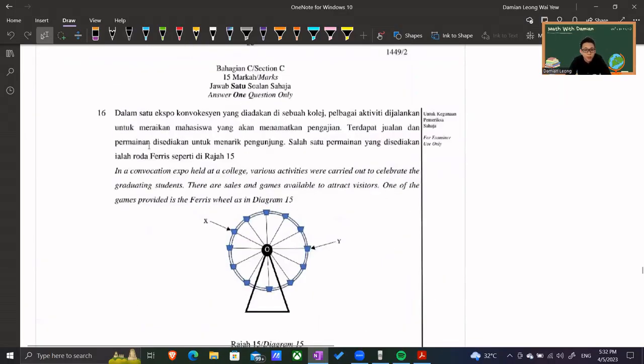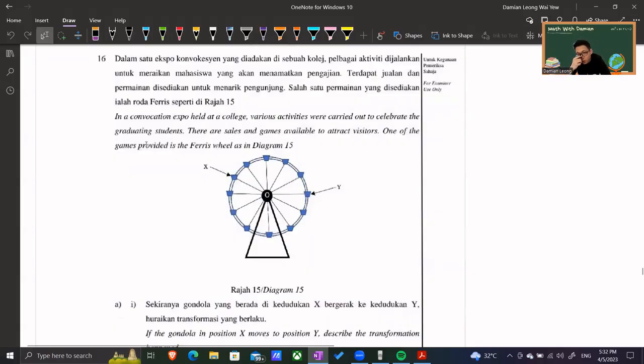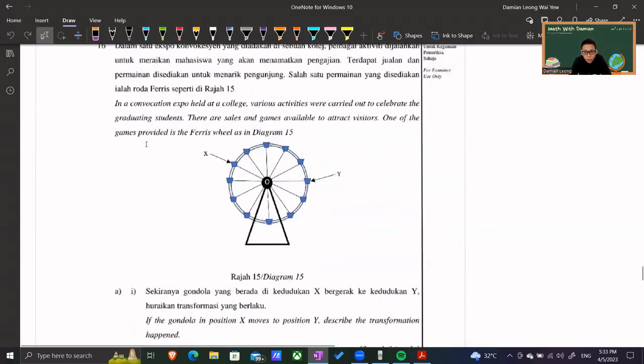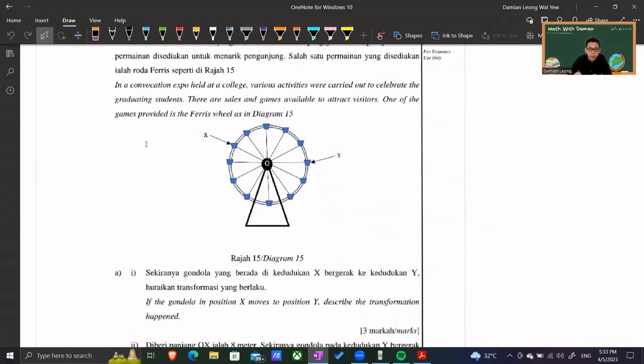Then question 16. In a convocation expo held at the college, various activities were carried out to celebrate the graduating students. There are sales and games available to attract visitors. One of the games provided is the Ferris wheel, shown in diagram 15 here. If the gondola in position X moves to position Y, describe the transformation that happens. So this is turning in a circle. So that's rotation. So it goes from here to here.